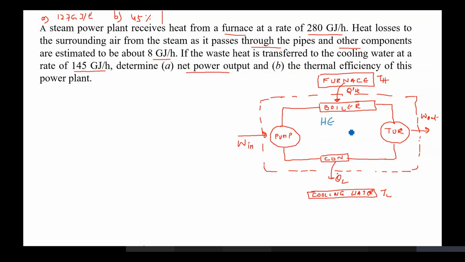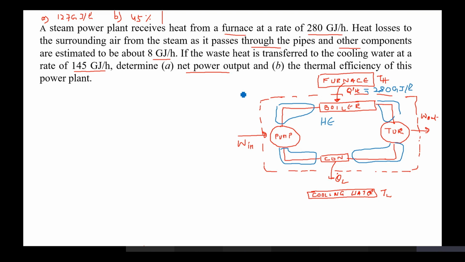Anyways, so this is your heat engine. I hope it is visible to you. Again, four components, and these four components are connected by the pipelines that I am highlighting with blue color. If you look at the statement, it says that the furnace is giving in the heat at a rate of 280 gigajoules per hour. So the heat that is coming to the system is at a rate of 280 gigajoules per hour.